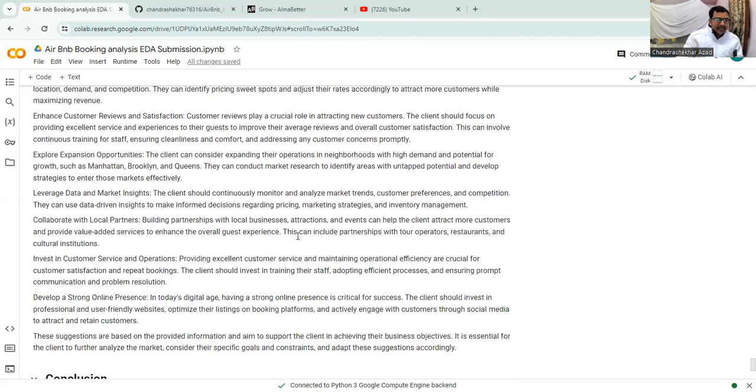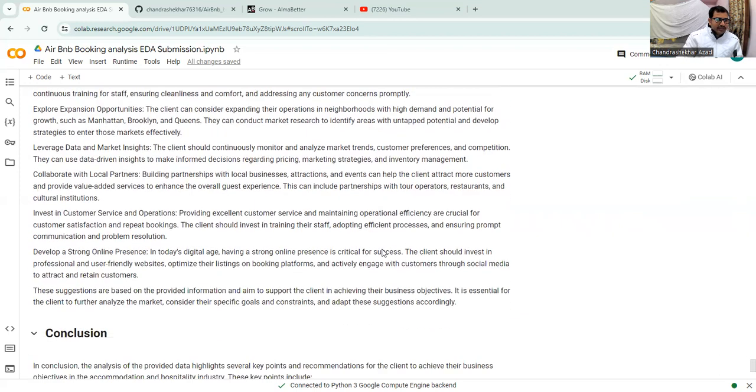Next is to collaborate with local partners. Building partnerships with local businesses, attractions and events can help the client attract more customers and provide value-added services to enhance the overall guest experience. This can include partnerships with tour operators, restaurants, and cultural institutions.